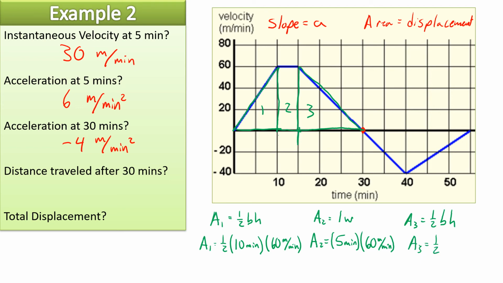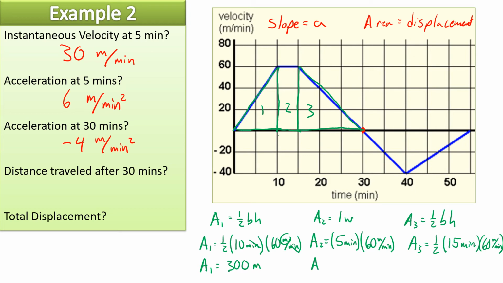So what's your base here? From here to here, we have 5, 10, 15 minutes. And the height is again 60 meters per minute. Got to write those units. So your first area is equal to 300. And what are the units for the area? Well, it's displacement, so we're going to use meters, because the minutes cancel out, leaving you with just meters.